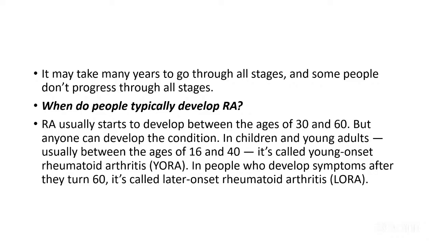In children and young adults, usually between 16 and 40, it's called young onset rheumatoid arthritis, YORA. In people who develop symptoms after they turn 60, it is called later onset rheumatoid arthritis, LORA. So you have YORA for young people, and then you have LORA for elderly ones.